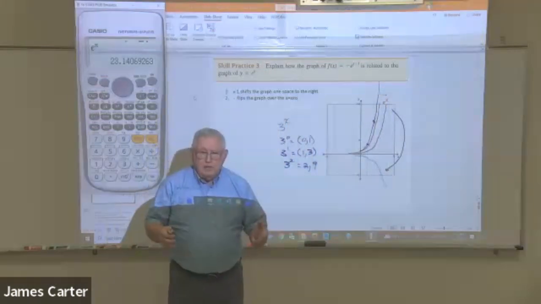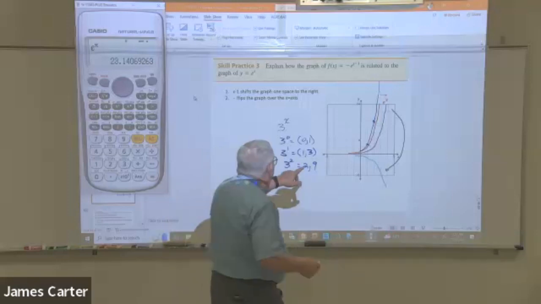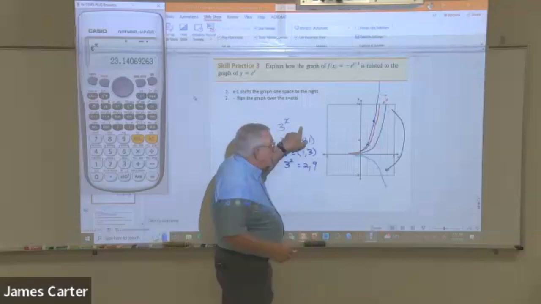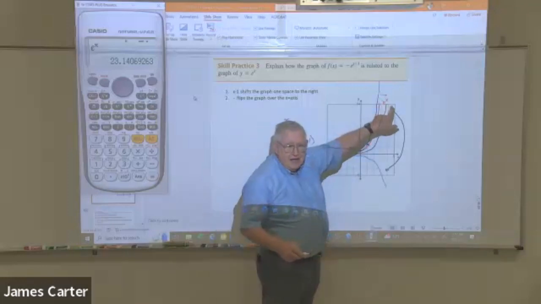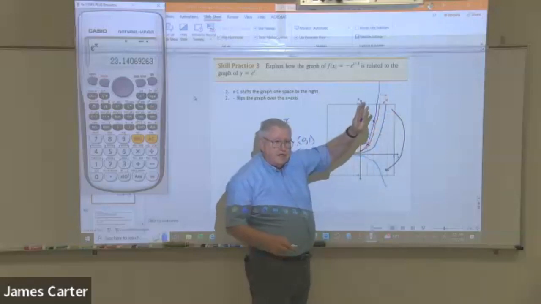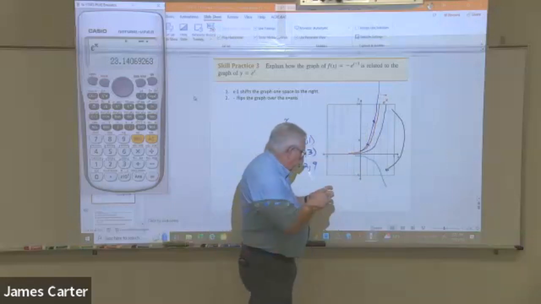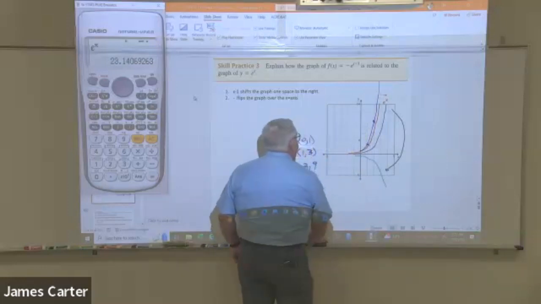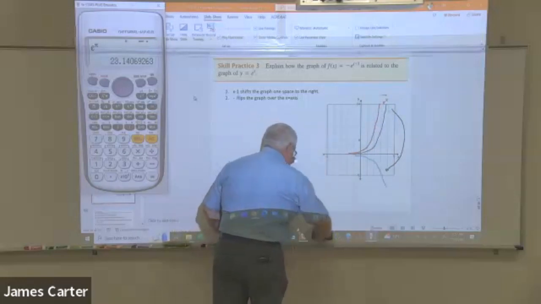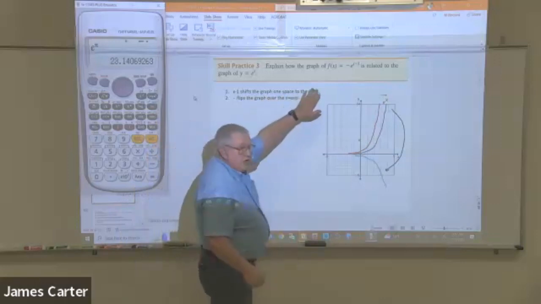Now, the reason that I'm showing you that is so that you will remember that 3 to the x is very close to e to the x. They're very similar. The 3 to the x is just slightly steeper. Okay? Now, I'm going to get rid of that. I'm just giving you that for reference. So now let's address this problem.